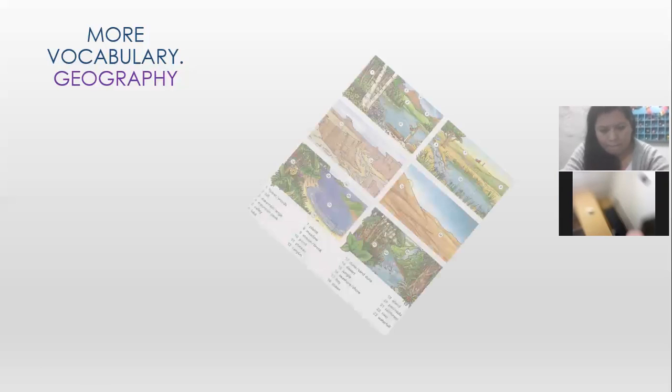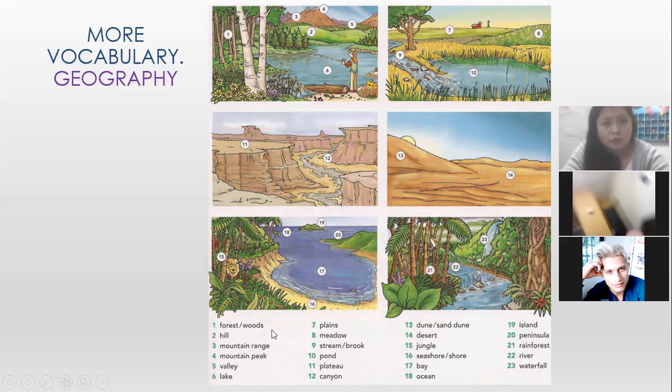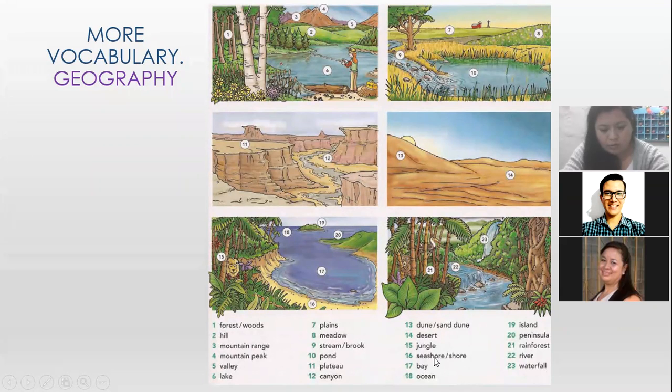More vocabulary about geography. Listen, please. Pay attention. Number one, forest or woods. Hill. Mountain range. Mountain peak. Valley. Lake. Plains. Meadow, stream, brook, pond. Listen, please. Primero escuchemos. Okay, pond, plateau, canyon, dune, sand dune, desert, jungle, seashore, shore, bay, ocean, island, peninsula, rainforest, river, waterfall.